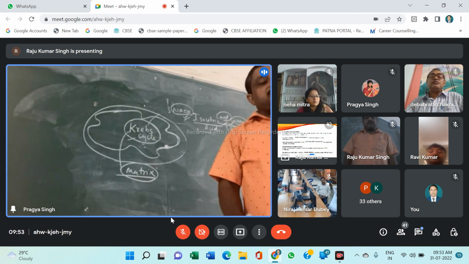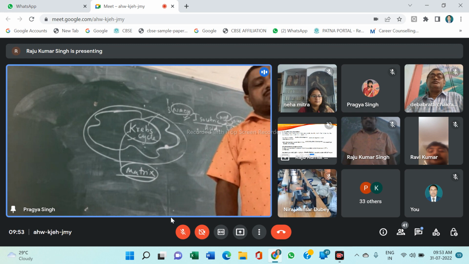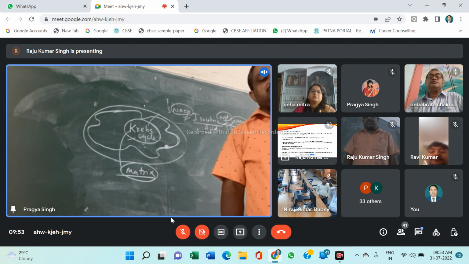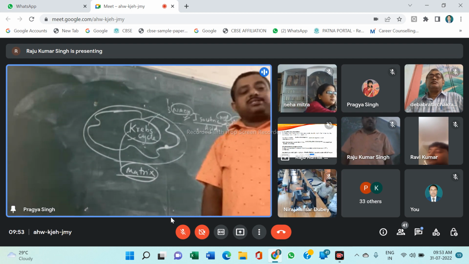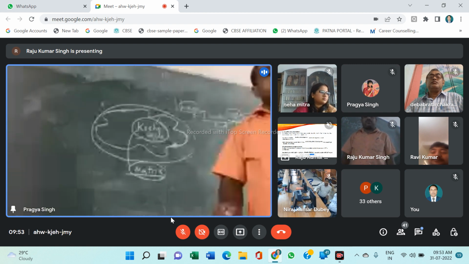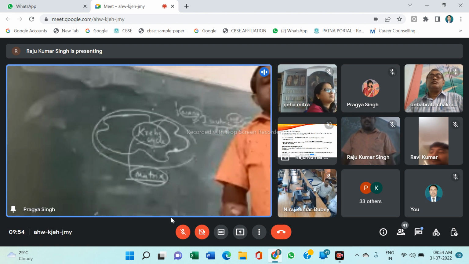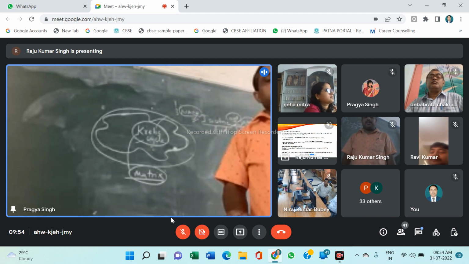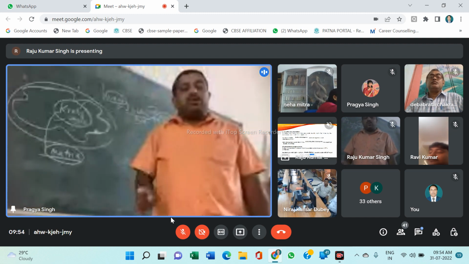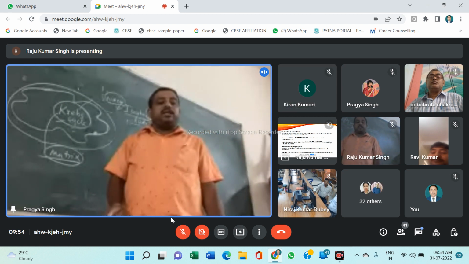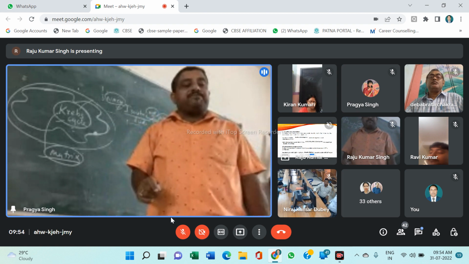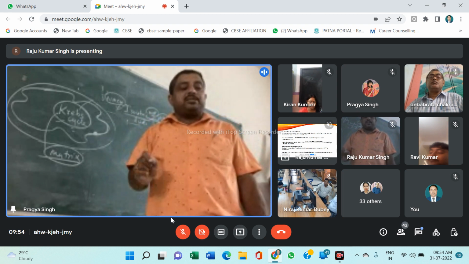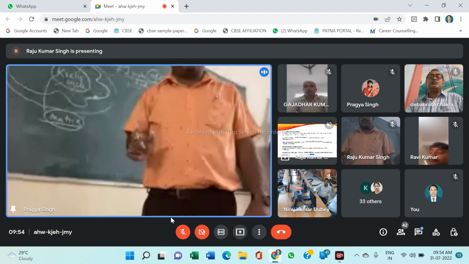So this is the reaction, succinyl CoA changing into succinic acid in the presence of the enzyme succinate thiokinase. It is actually substrate level phosphorylation, meaning there is direct synthesis of ATP. It is the only step in the Krebs cycle where substrate level phosphorylation is taking place. So this is a very, very important step.